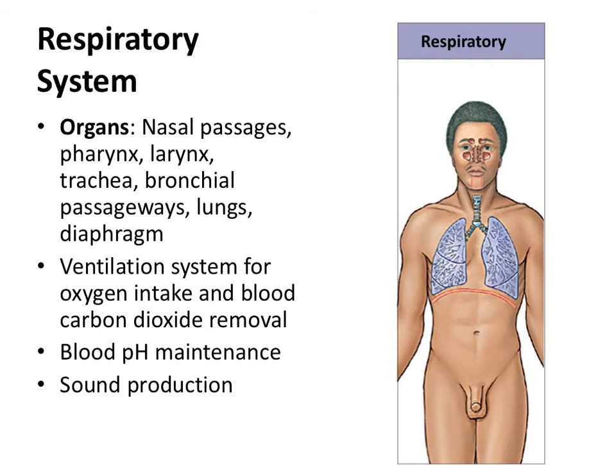We'll also look at the process of oxygen and carbon dioxide transport in the blood and then what happens when we reach cells to give the cells the oxygen and pick up extra carbon dioxide. In addition to all the sound production, like I'm doing right now in the larynx, the respiratory system plays a big role in making sure that your blood pH stays steady.